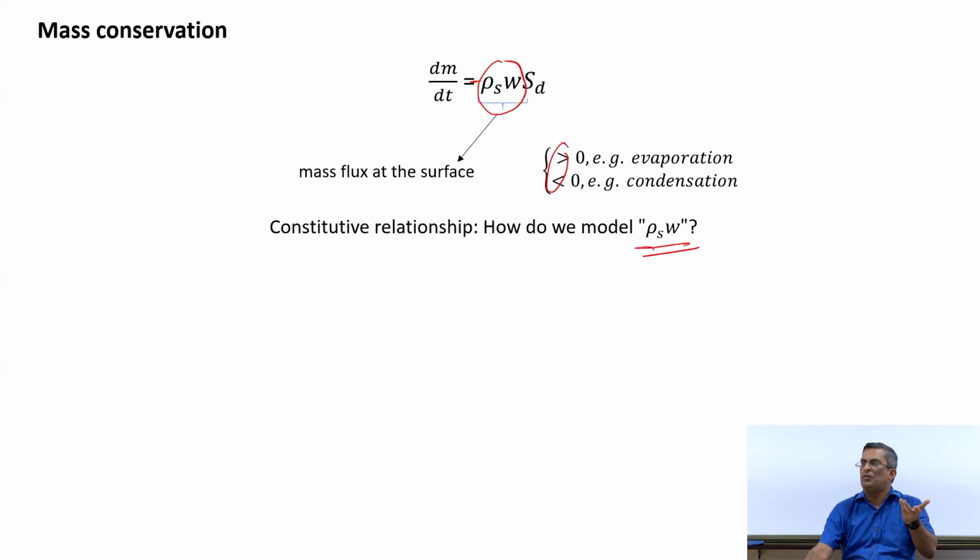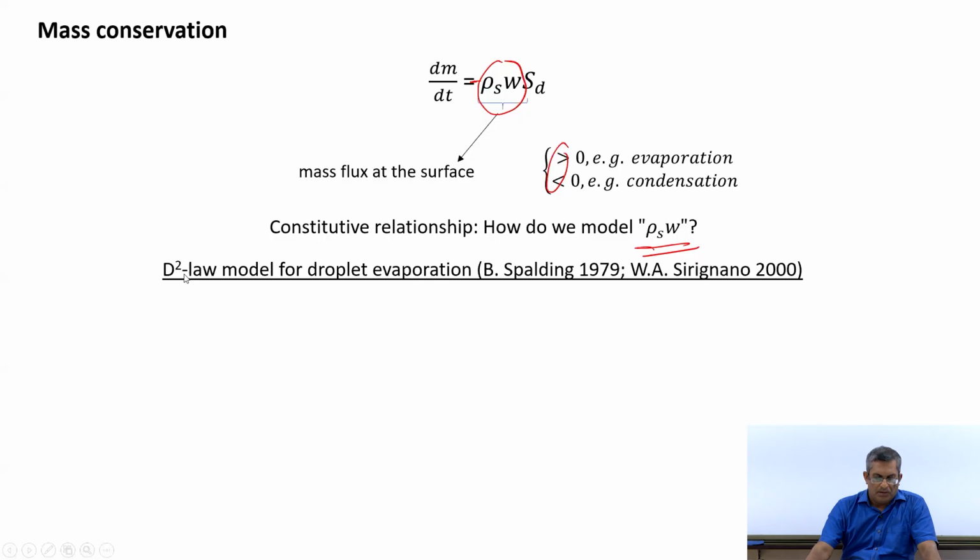So, the question is, how do we model this? For that purpose, we will discuss a very popular model known as the D-square law model for droplet evaporation, which was derived by Professor Brian Spalding about 40-50 years ago.